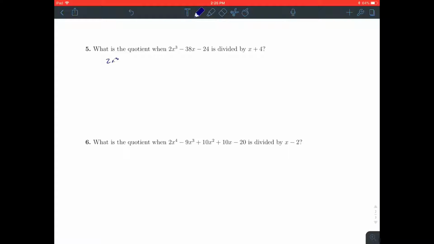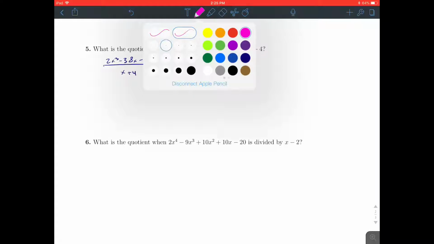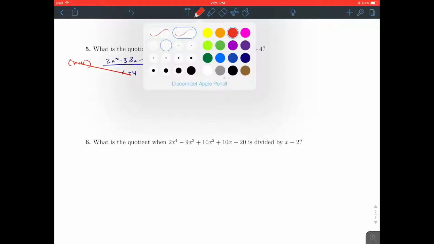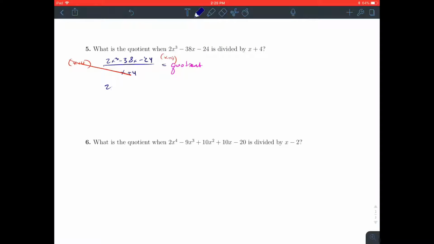So here we've got 2x cubed minus 38x minus 24. Wow, big numbers. All over x plus 4. And we want to determine what the pink quotient is as we divide these. Of course, division is probably the most challenging operation out of all 4 fundamental operations. So let's multiply by x plus 4 on both sides to turn our division problem into a multiplication problem.